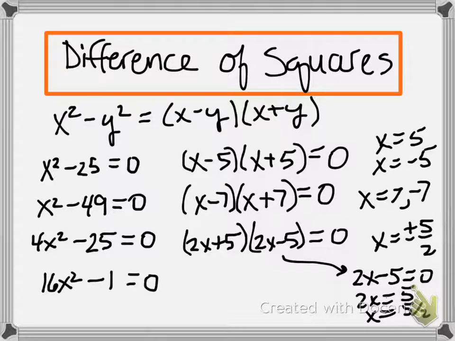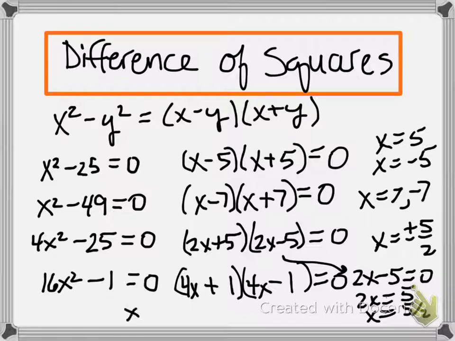Okay, and then the last one, 16x squared minus 1. Square root of 16x squared is 4x. Square root of 1 is 1. One's positive and one's negative. And then we can figure out what x would need to equal. In this case, it would be plus or minus 1/4.